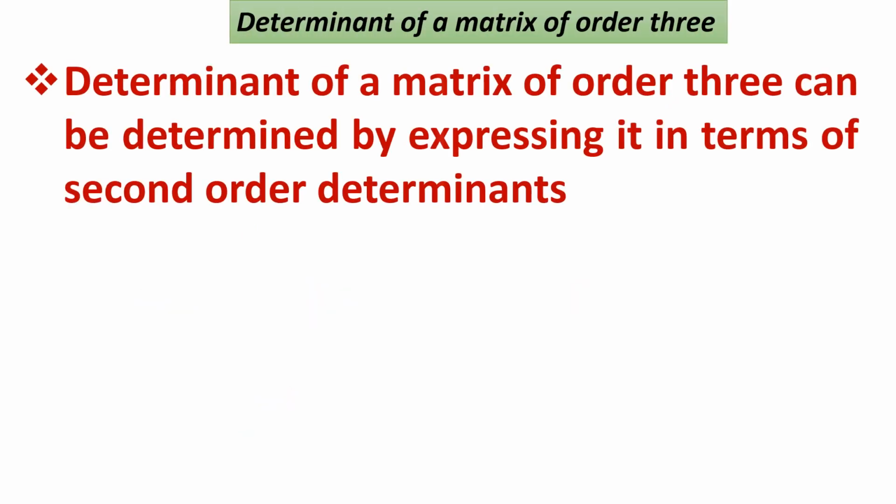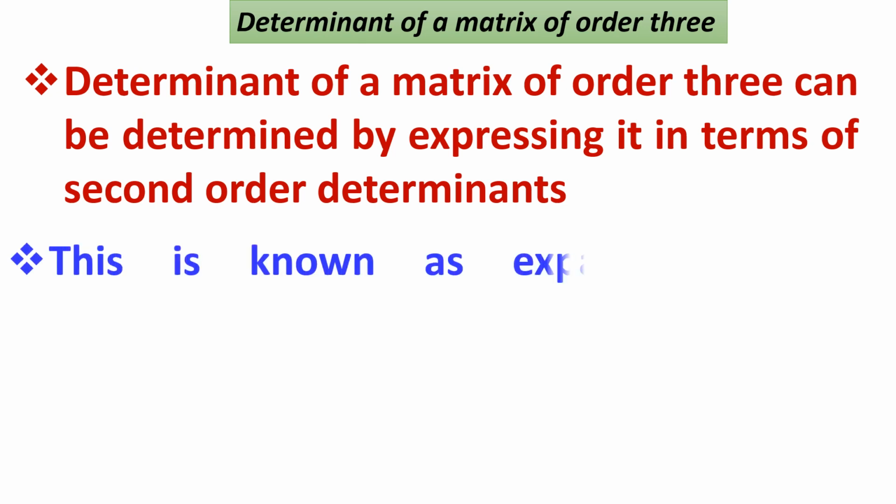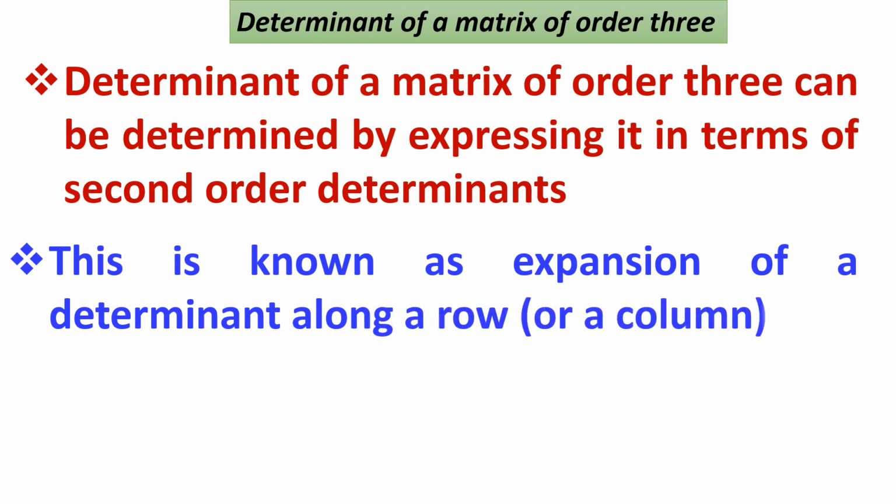Well, we are now going for order 3. The determinant of matrix of order 3 can be determined by expressing it in terms of second order determinant. Just in the previous slide, you are very well versed now how to expand a 2 cross 2. Therefore, a 3 cross 3 will be expressed in terms of 2 cross 2 and it will be evaluated. This is known as expansion of a determinant along a row or a column.